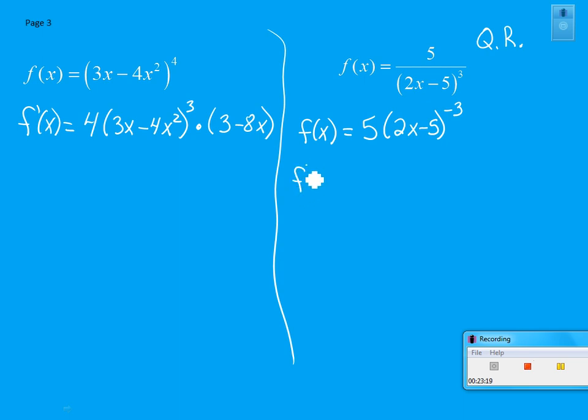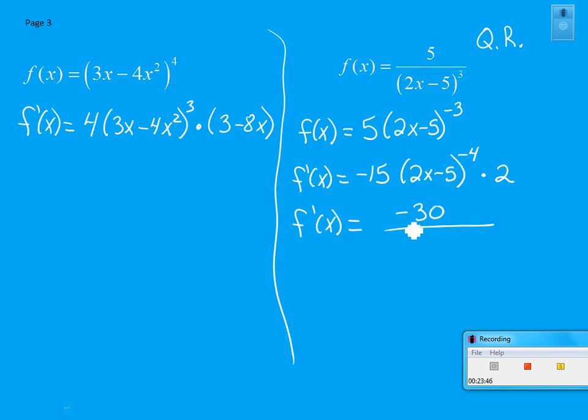Now I'm ready to go get the derivative. Negative 3 times 5, negative 15, times 2x minus 5. Negative 3 minus 1 is negative 4, times 2, the derivative of the parentheses. Ending answer, negative 15 times 2 is negative 30, over, since that's a negative exponent, 2x minus 5 to the 4th.